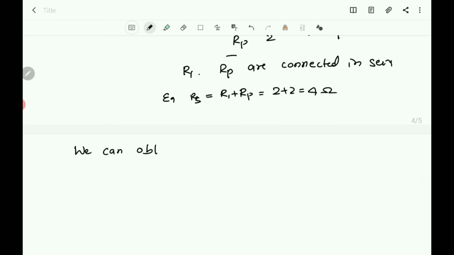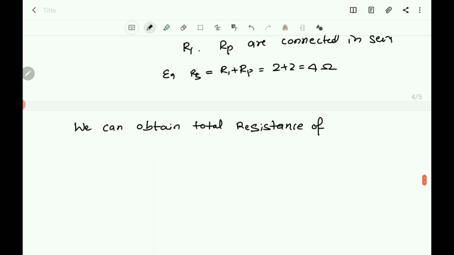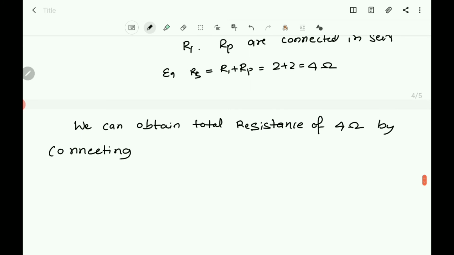We can obtain a total resistance of 4 ohm by connecting the 2 ohm resistor in series with the parallel combination of 3 ohm and 6 ohm.